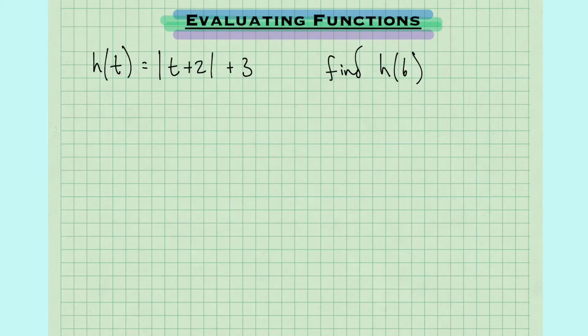All right, evaluating functions. So what we have here is our function h of t equals the absolute value of t plus 2, and then plus 3. What we want to do here is find h of 6. So how to do this is we're going to say h of 6 equals, and then anywhere that we find the variable t, we're just going to replace it with the number, in this case, 6.